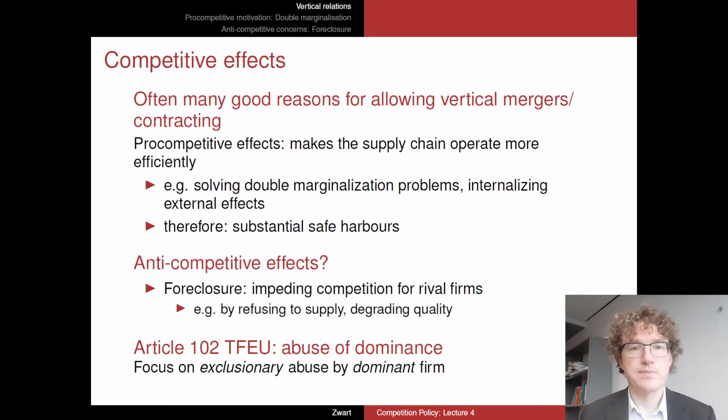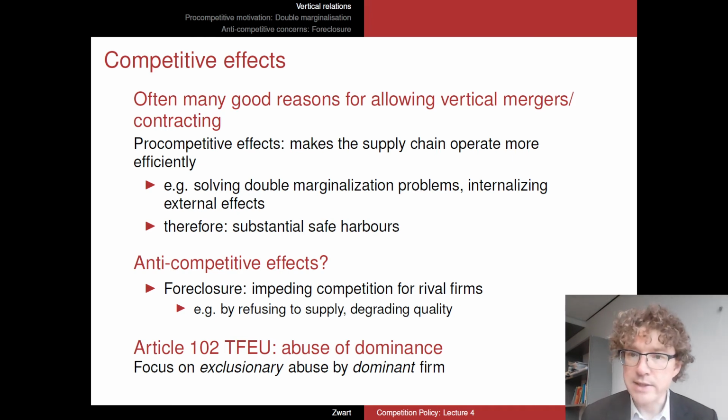So why would companies have these kinds of restraints in the contracts among them? Well, there might be very pro-competitive reasons, to make the supply chain more efficient in a way. One example that we'll have a look at in just a moment is double marginalization problems. If you don't take account of these, everybody might be worse off by not coordinating sufficiently pricing behavior upstream and downstream.